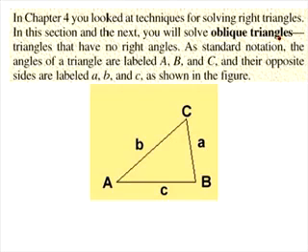As standard notation, the angles of a triangle are labeled A, B, and C, and their opposite sides are labeled a, b, and c with lowercase letters as shown in the figure below. So notice that the side opposite angle A is labeled lowercase a. The side opposite angle B is labeled lowercase b. And the side opposite angle C is lowercase c.